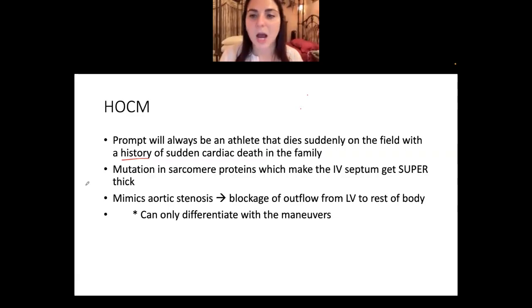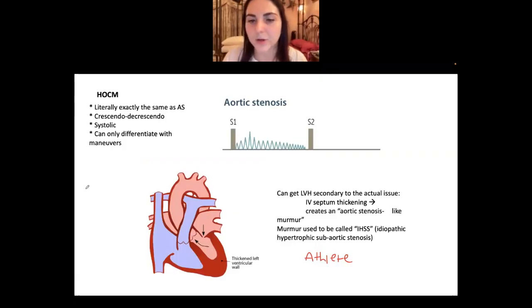Okay. But for this one, again, a mutation in a sarcomere protein makes the IV septum get very, very thick, and it completely mimics aortic stenosis. Everything about HOCM mimics aortic stenosis. Really, the only way you can differentiate between aortic stenosis and HOCM is with the maneuvers. So again, you're seeing how important the maneuvers are.